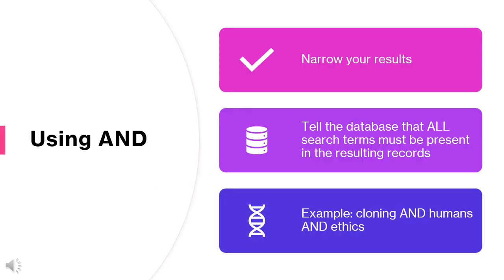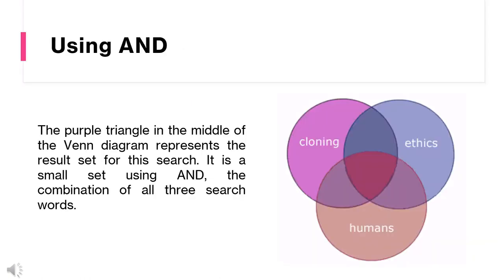So when do we use AND in our Boolean search? First, it narrows our results. Second, we tell the database that all search terms must be present in the resulting records. For example, cloning AND humans AND ethics. So we are giving instructions to the database that the information or journal articles that will be provided for us will be containing all these elements. The purple triangle in the middle of the Venn diagram represents the result set for this search. It is a small set using AND, the combination of all three search words.